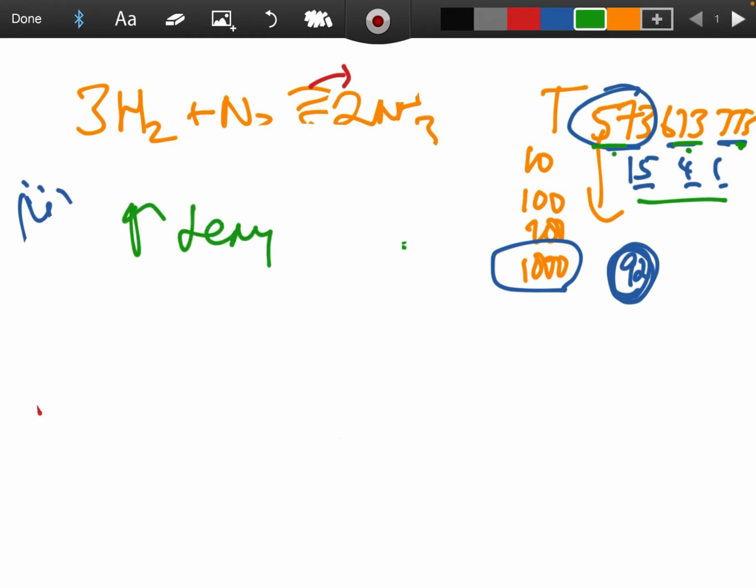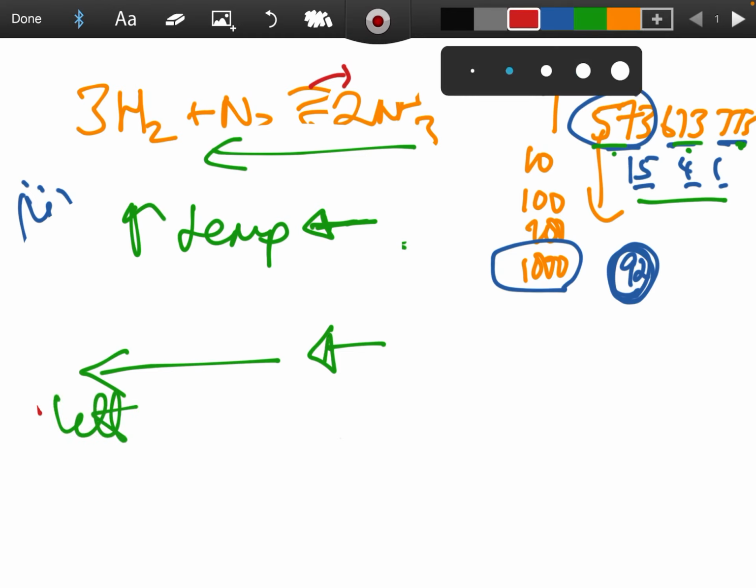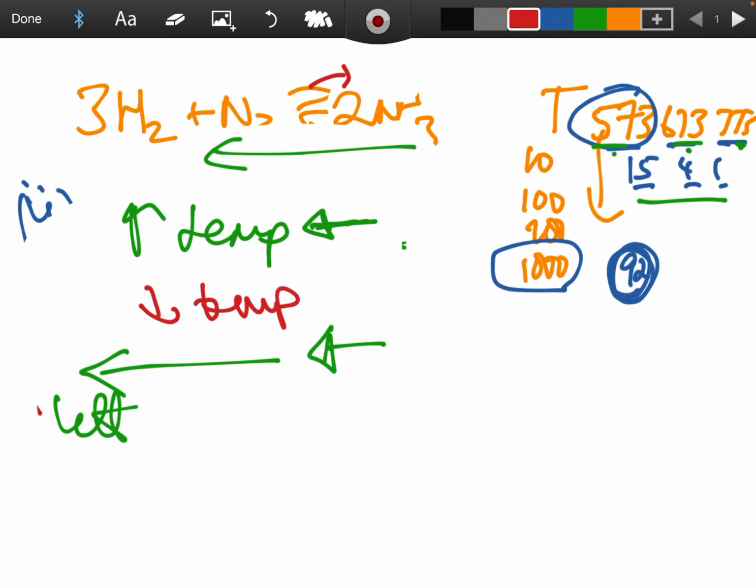So increasing the temperature must cause the backward reaction to be favoured. That's the stress, increasing the temperature, and this is the effect: backward reaction, equilibrium moves to the left. And why is the equilibrium moving to the left? In order to decrease the temperature. So the backward reaction must be endothermic, must be absorbing heat.